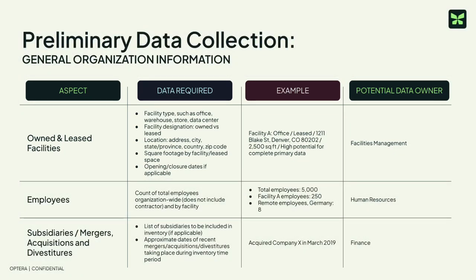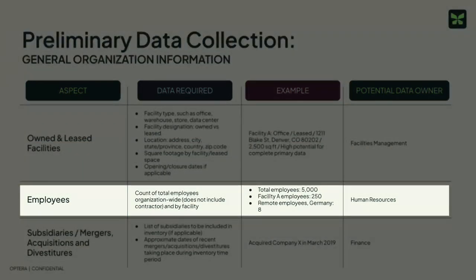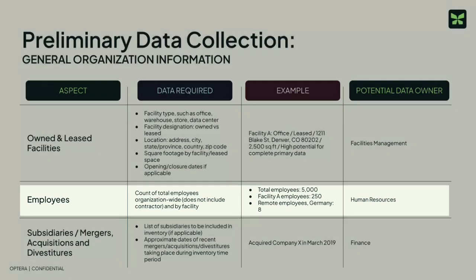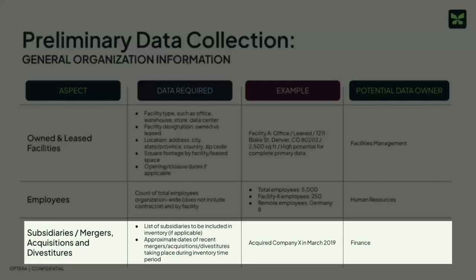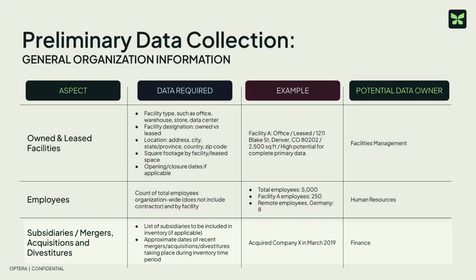Second, it's helpful to know the total count of employees and which facilities they're associated with. Generally, this does not need to include contractors, and an organization's human resources department is likely to have this data. And lastly, it's important to identify the organization's relevant subsidiaries, as well as dates and information about recent or potential mergers, acquisitions, or divestitures. This kind of activity could affect the balance of the inventory.